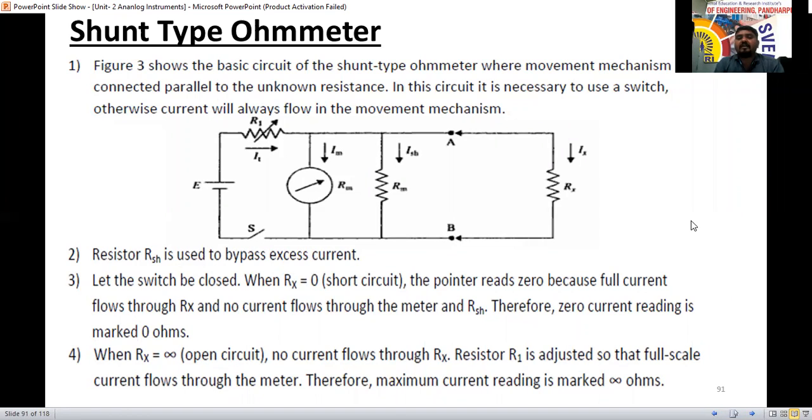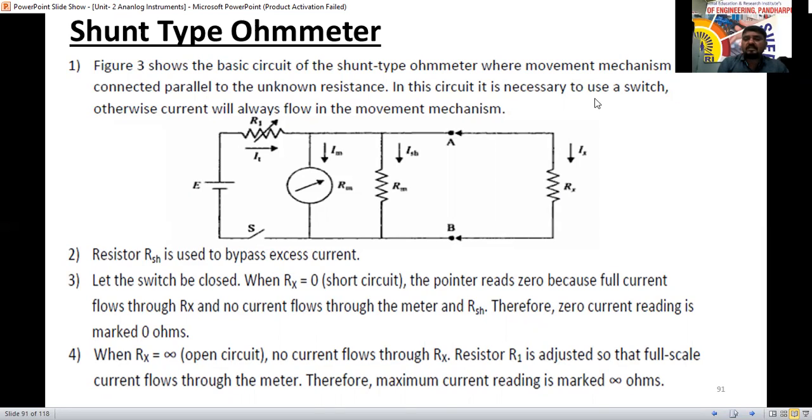Now we'll go for the shunt type ohmmeter. Here the meter is connected in parallel with the battery supply, and some meter resistance is also connected, that is the zero adjuster battery resistance. One unknown resistance is also connected in parallel with the meter. The figure shows the basic circuit of the shunt type ohmmeter where the movement mechanism is connected in parallel with the unknown resistance.